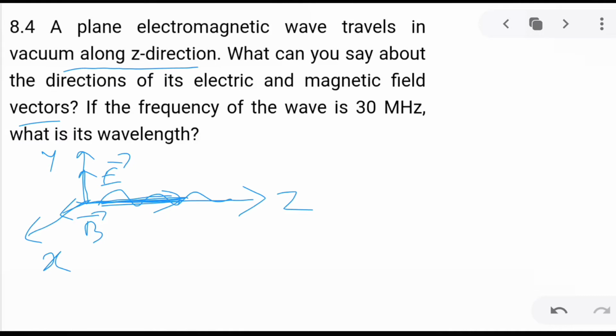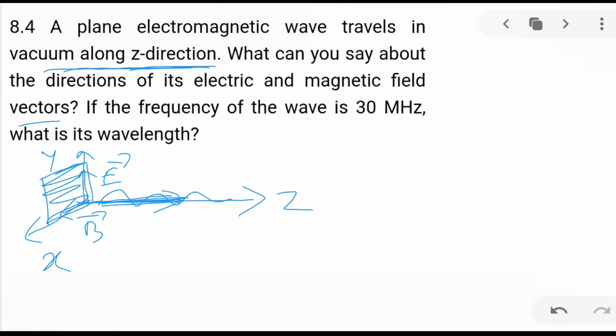Now in this question it is given that the wave is propagating along z direction. So that means the electric field and magnetic field must oscillate along x-axis and y-axis. So they must oscillate in this xy plane. So the answer is: the electromagnetic wave is traveling along z direction, so electric field and magnetic field are in xy plane.